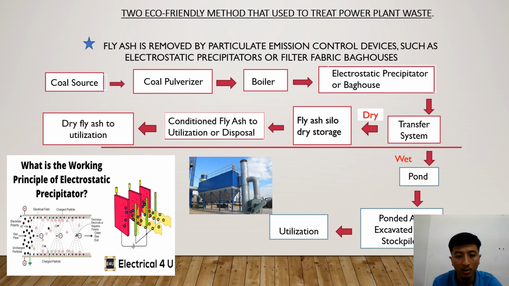So it can be used for anything. The other branch after the transfer system goes to the wet pond. The next is the pond ash, which is excavated and stockpiled, and then becomes utilization that we can use for plants.